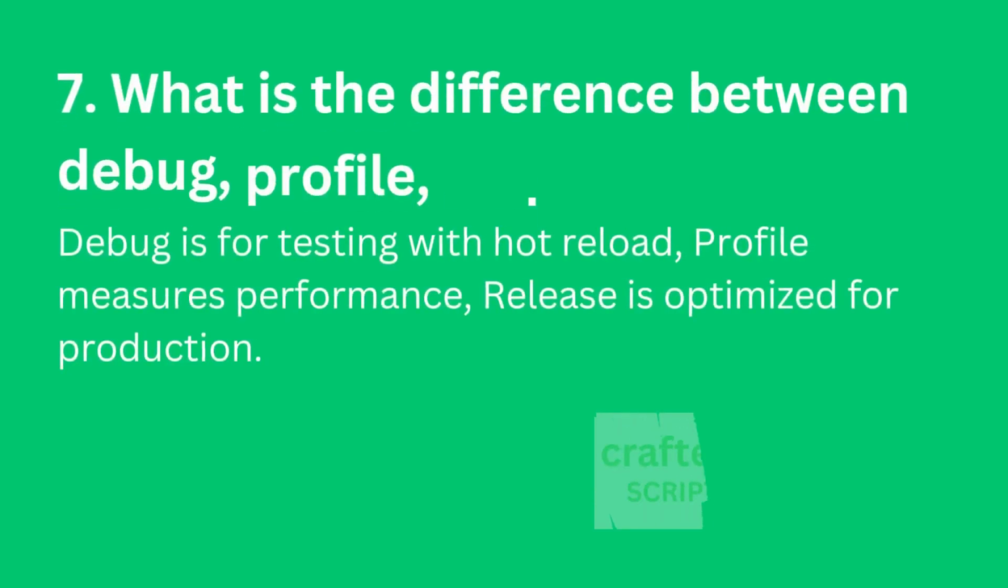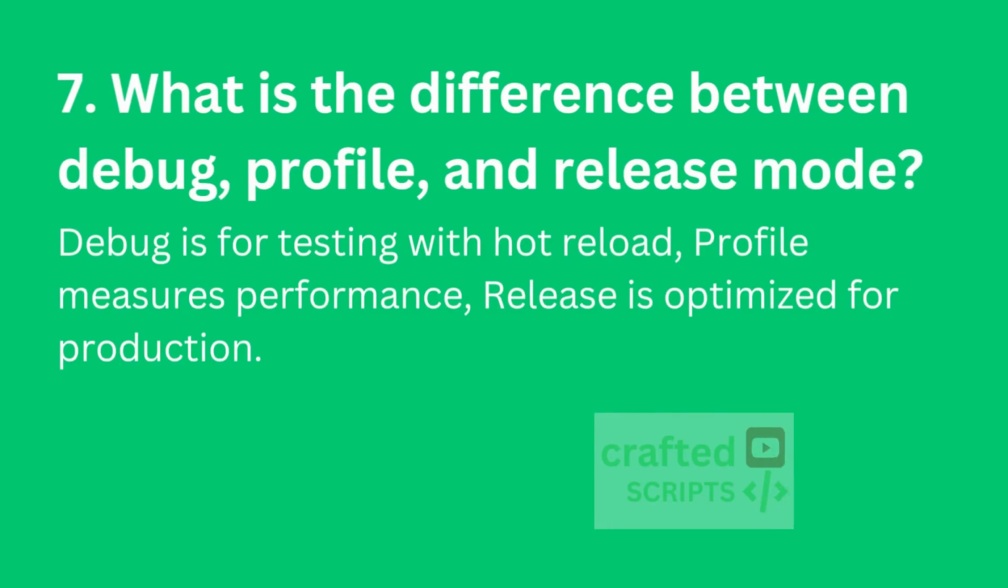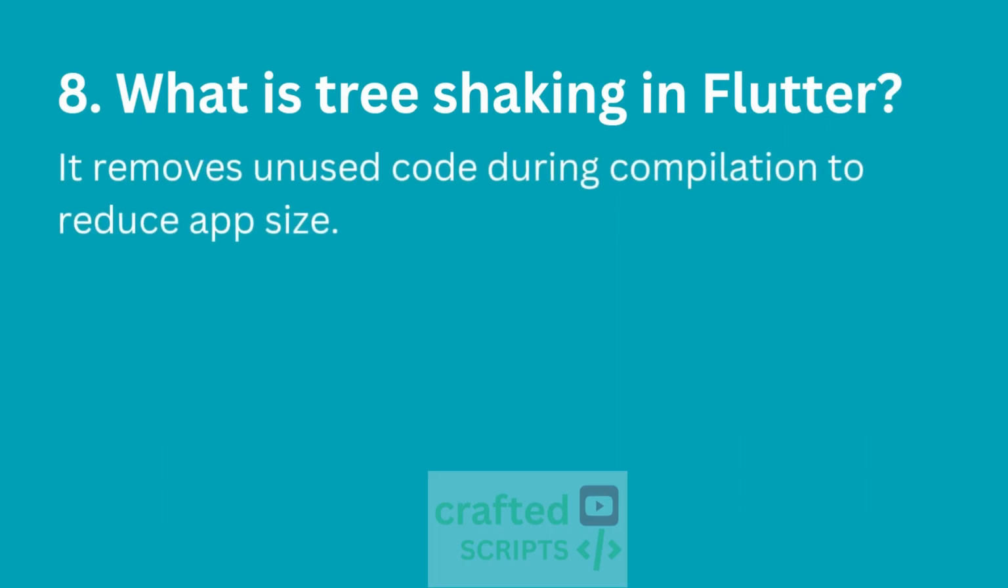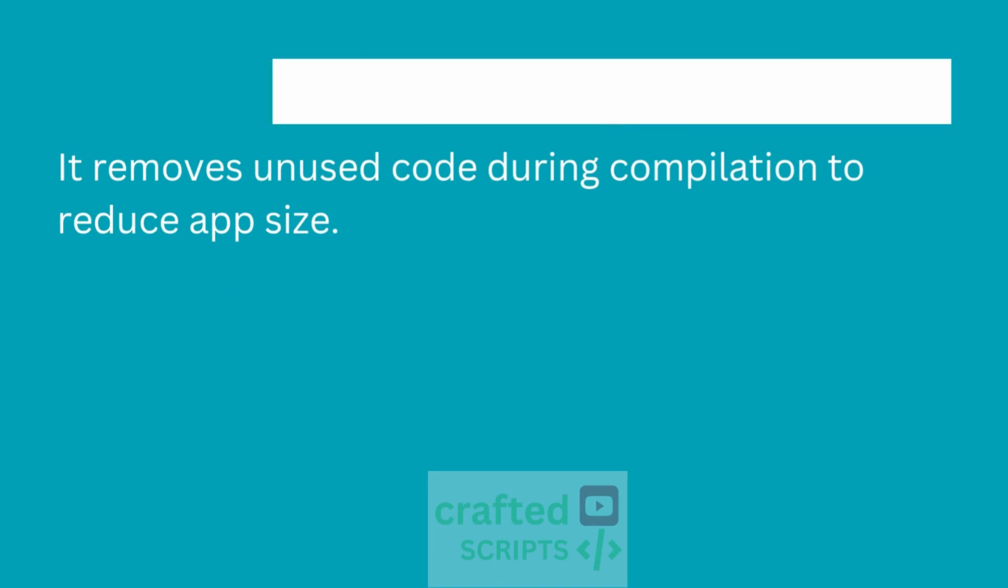Question number 7. What is the difference between debug, profile, and release mode? Debug is for testing with hot reload, profile measures performance, release is optimized for production. Question number 8. What is tree shaking in Flutter? It removes unused code during compilation to reduce app size.